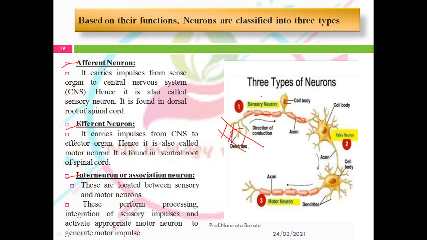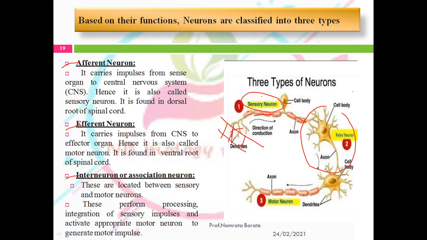The dendrite carries the impulses from the sense organ to the central nervous system, where it transfers them. Hence, it is also called the sensory neuron. It is found in the dorsal root of the spinal cord.